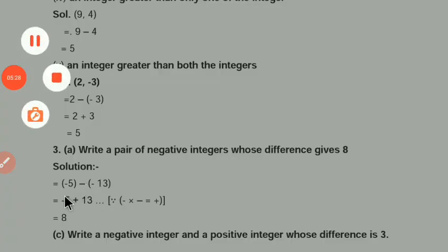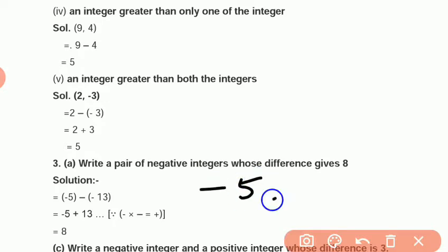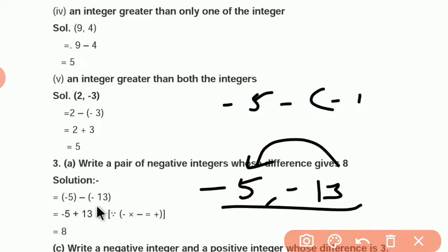So here you can see that we can take a pair of negative integers. For example, -5 and -13. This is a pair and we have to find the difference between these two numbers. So -5 minus of -13. We know that minus into minus is plus. So -5 plus 13. Again, minus plus minus, so 13 minus 5, which is 8.